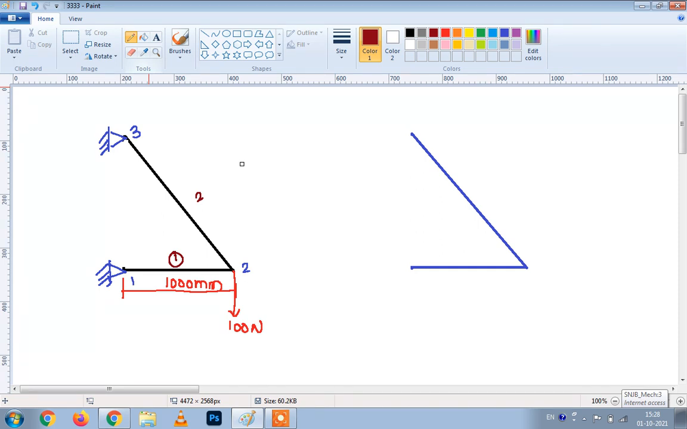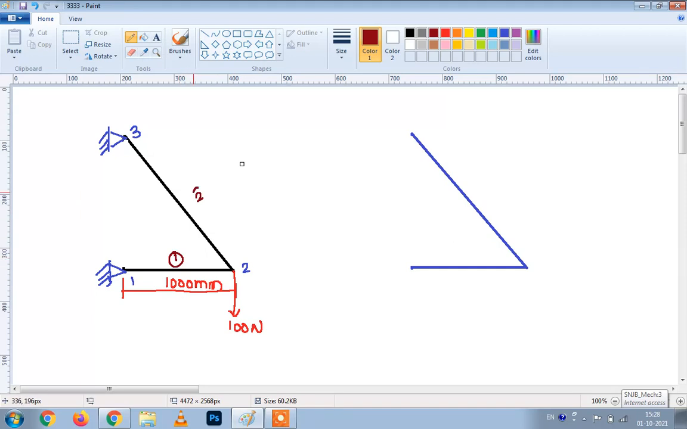Hello dear student, in this lecture we are going to see one more and last numerical on two dimensional. So this is the last numerical from our unit number 3. Now this particular figure shows the truss consisting of two elements.